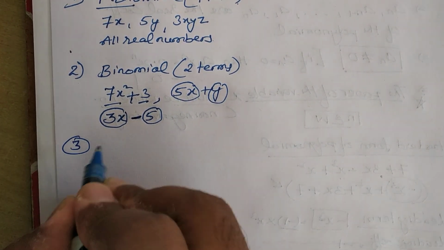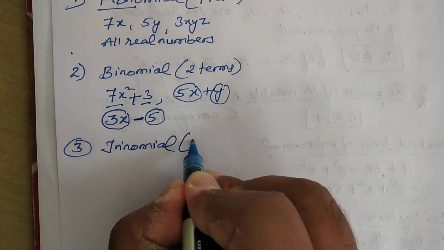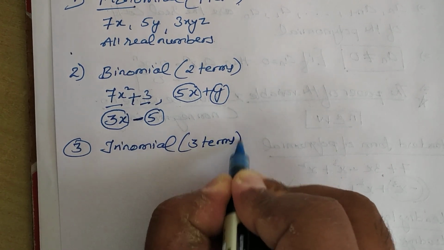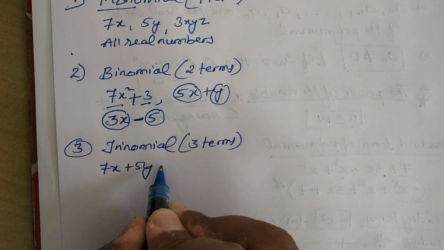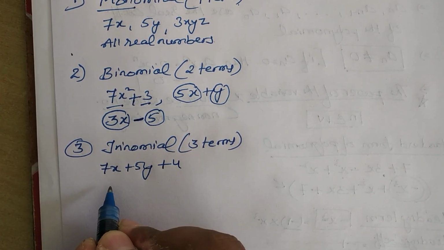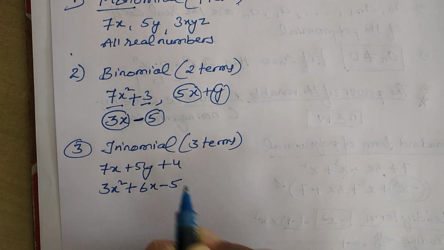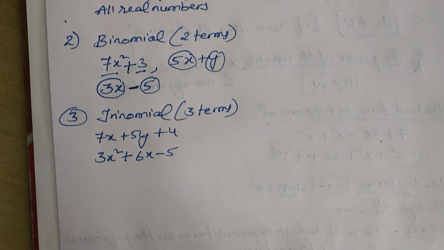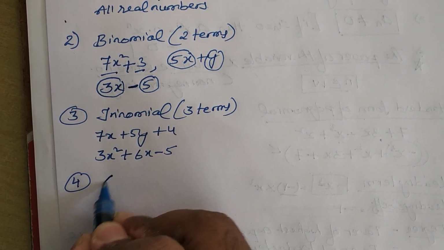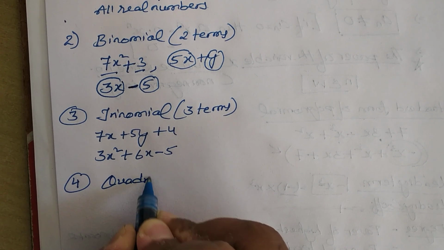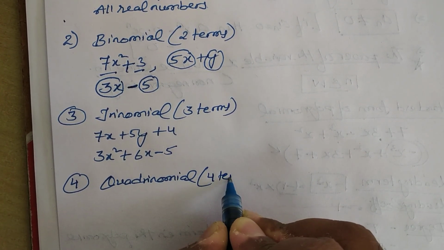For three terms, we have trinomial. Trinomial means three terms. So you can write it as 7x plus 5y plus 4, or 3x square plus 6x minus 5, anything. Next, quadrinomial, having four terms.